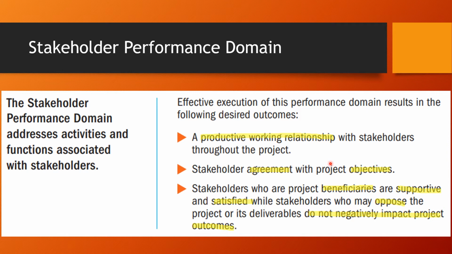The third desired outcome is project beneficiaries who are supportive. We need to ensure they are satisfied, right? Who are the supportive and who are the beneficiaries of this project. So we need to ensure that all the beneficiaries and supportive stakeholders are satisfied. For the stakeholders who oppose the project or its deliverables, we need to ensure that they are not negatively impacting the project outcomes. That is very important, right?